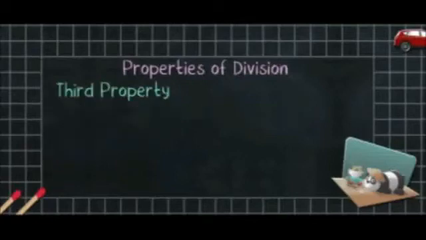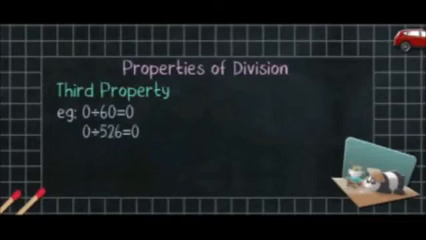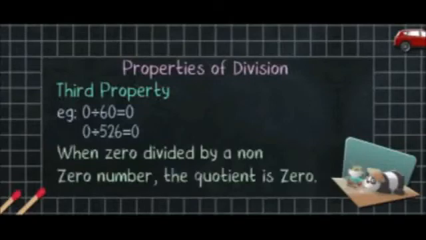Now children, third property. Examples: when 0 is divided by 16, the quotient is 0. When 0 is divided by 526, the quotient is 0. So the third property says when 0 is divided by a non-zero number, the quotient is 0.